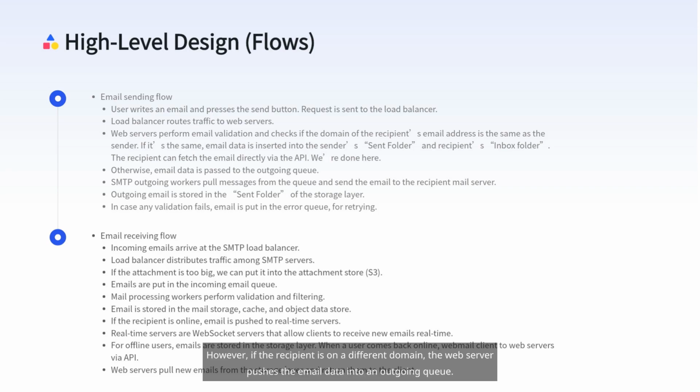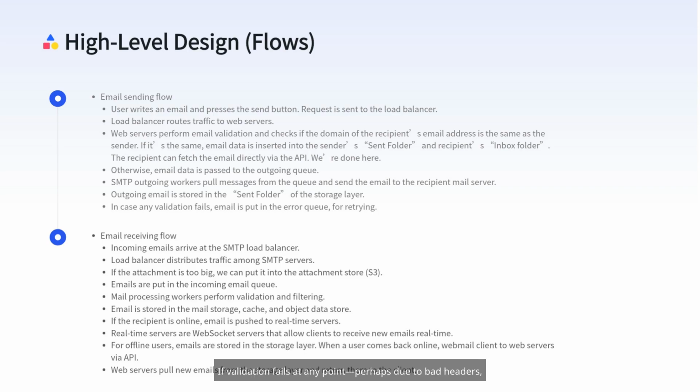However, if the recipient is on a different domain, the web server pushes the email data into an outgoing queue. From here, SMTP workers read the message and initiate communication with the recipient's mail server using the SMTP protocol. During this process, the email is permanently stored in the sent folder for the sender.